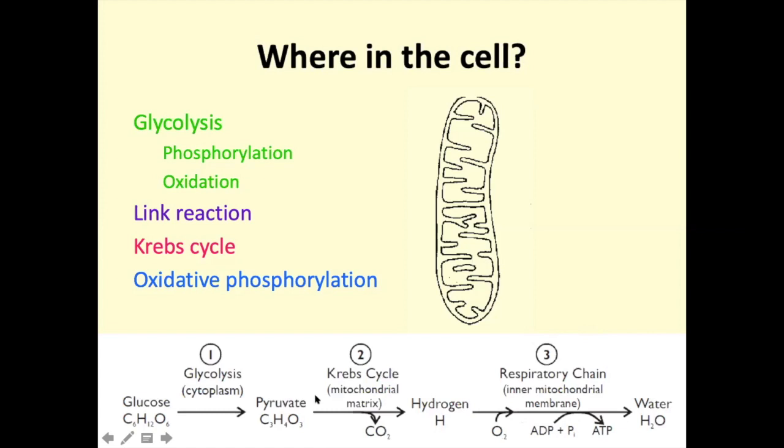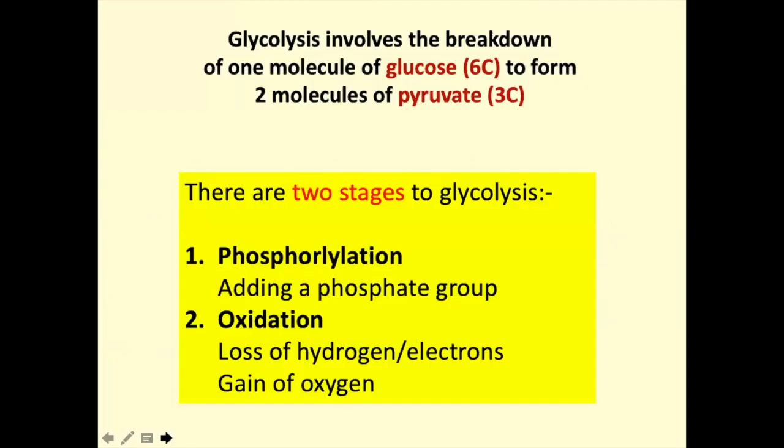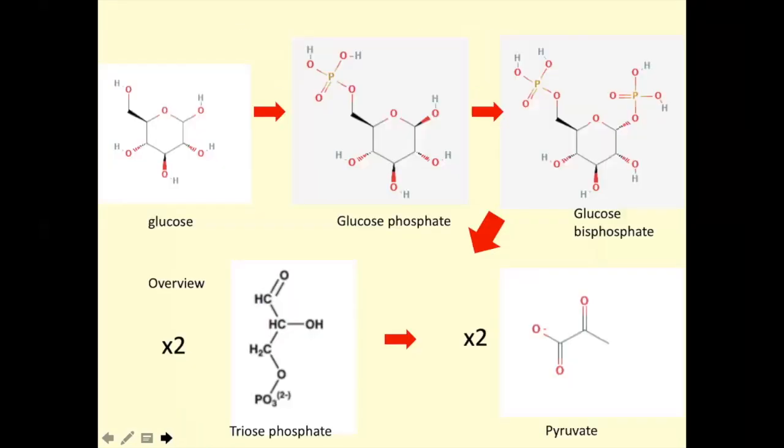As I say, 30 reactions to get there, and we're just going to study a few of them. All right. So looking at glycolysis, we've got 2 stages. We've got phosphorylation, which is adding a phosphate group, and then oxidation, which is going to be the loss of hydrogen. Okay. So if you're a non-chemist, don't worry too much about these next door diagrams. I just find them a lot easier.